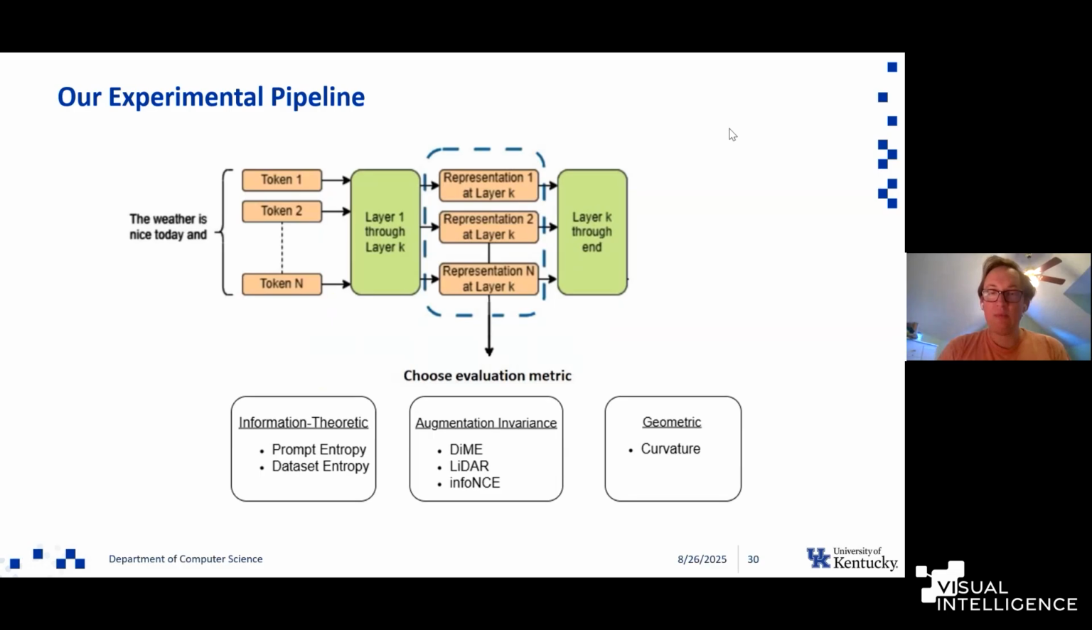Our experimental pipeline, going forward to understanding why this is happening. So our experimental pipeline for looking at these intermediate layers: we take a prompt. This prompt has n tokens, and we pass it through the first k layers of the model, and now we have n embeddings at that kth layer. So we have n token embeddings, and using these embeddings, we can apply many different evaluation metrics.